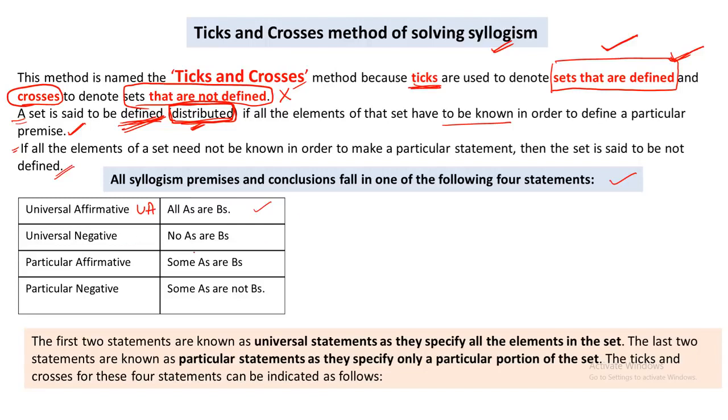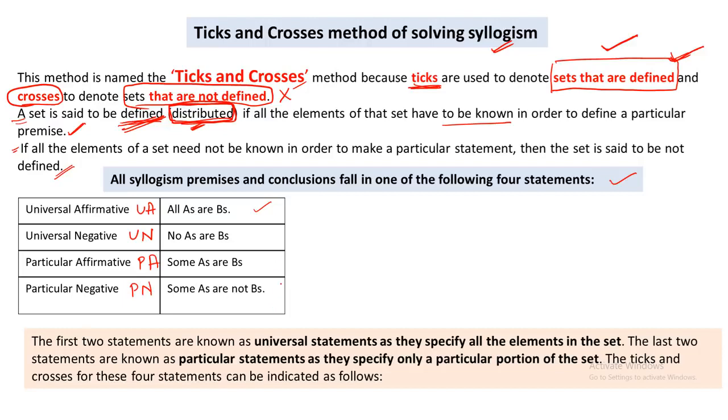Now universal negative, that is no A's are B's, so that is also called UN. So this is universal negative. Particular affirmative, that some A's are B's, so this is particular affirmative. And particular negative, that is PN, that some A's are not B's. Okay, now we'll see how to apply ticks and crosses for such statements.